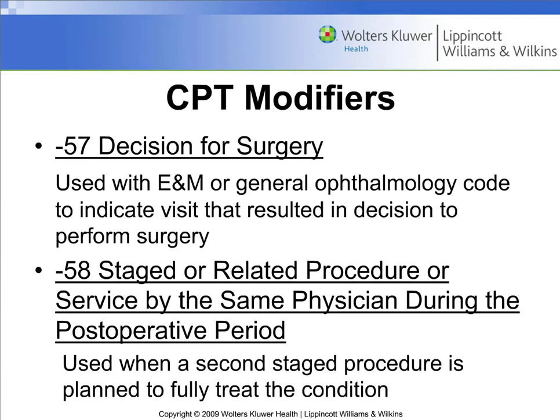Modifier 58 is staged or related procedure or service by the same physician during the post-operative period. This is used when a second staged procedure is planned to fully treat the condition. An example would be patient with a wound to the neck has an initial surgery to repair the wound and returns within the post-operative period for a flap graft of the neck. The graft would have this modifier appended. It would be 99241-58.